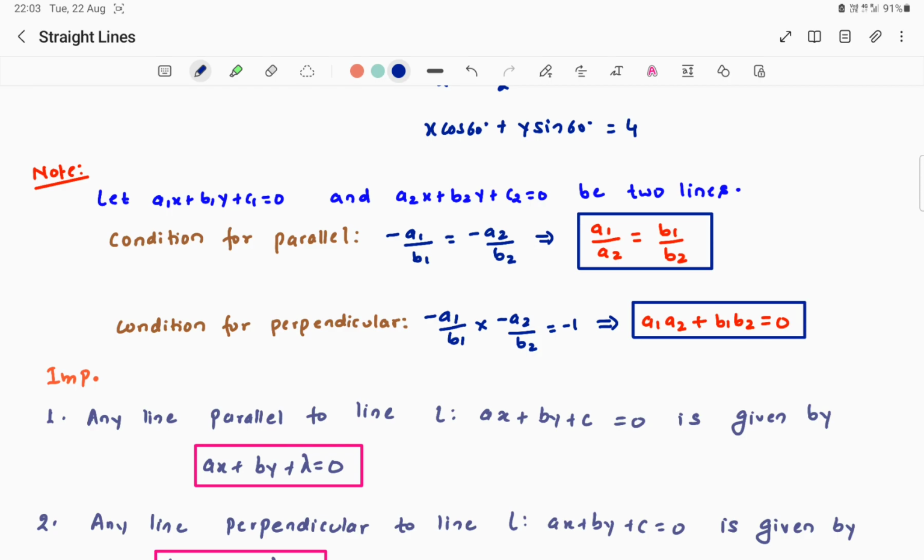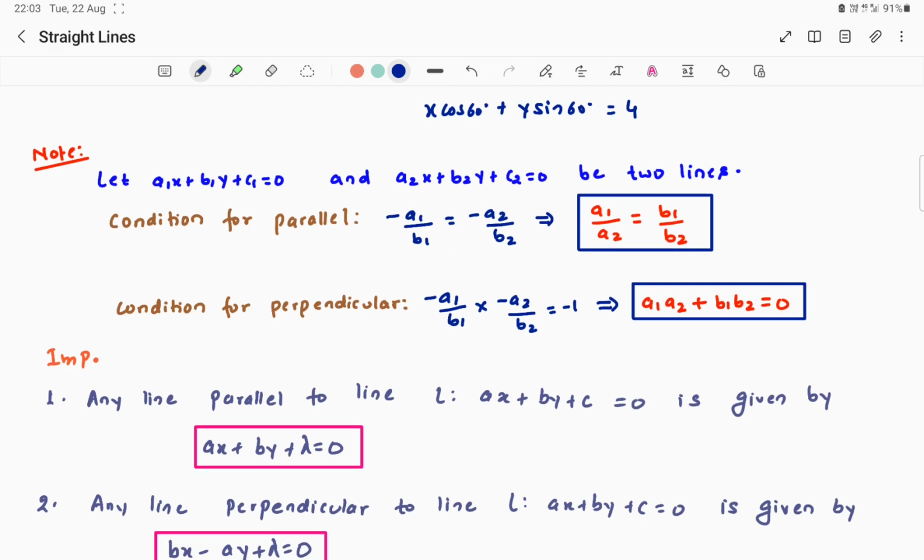So when we do this, you get a1 by b1 is equal to a2 by b2, or when you do the cross multiplication, you get a1 by a2 is equal to b1 by b2. Okay.